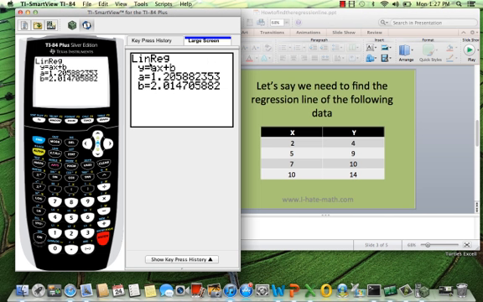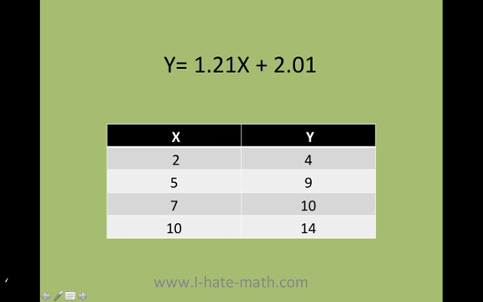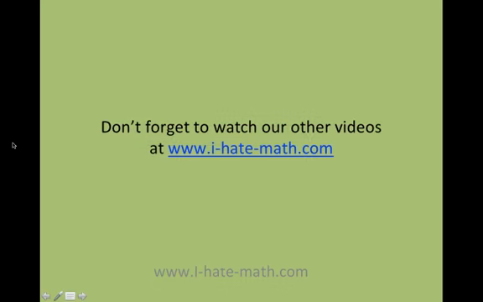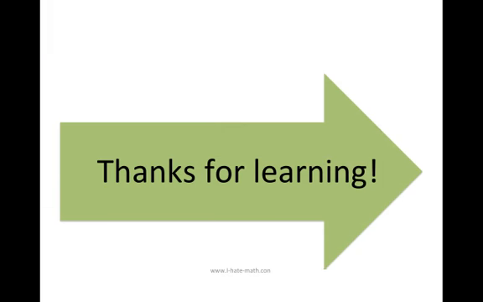Now here I have the slope. Remember, the slope is always the one next to the x, and I have my y-intercept, which is also the value of b. This is so cool because it will save you a lot of time. Finally, we can see that our answer is y equals 1.21x plus 2.01. Now you can see here that I rounded off my answer, and basically you can put as many decimals as you want. That's it. Don't forget to watch our other videos, and also thanks so much for learning.